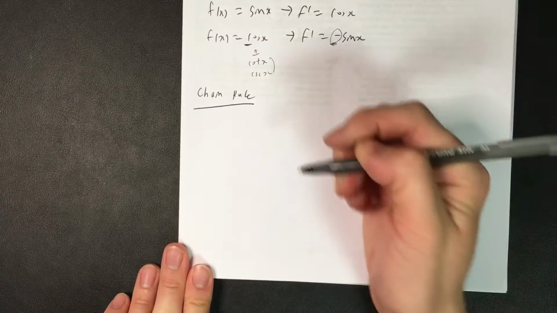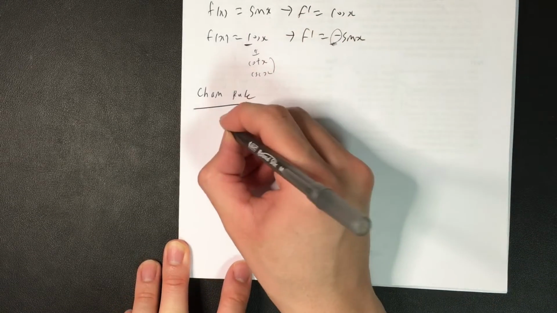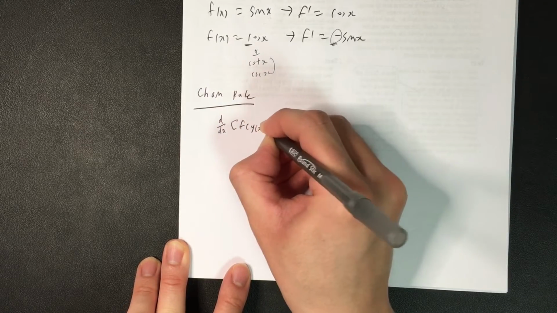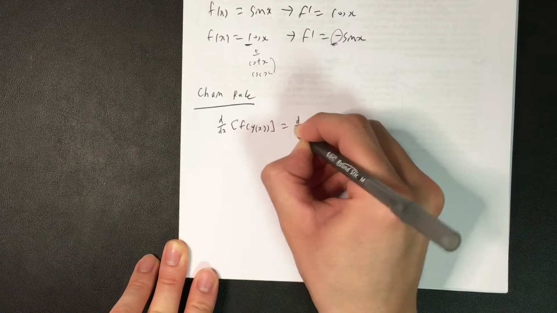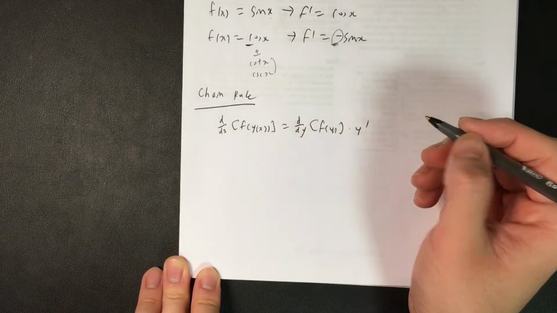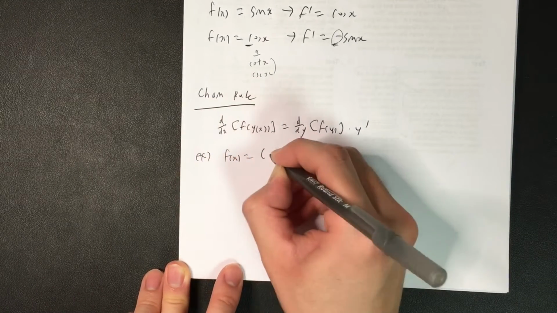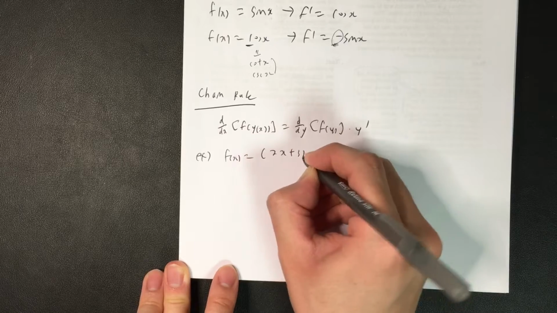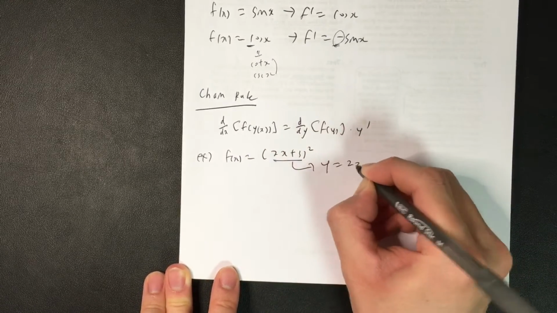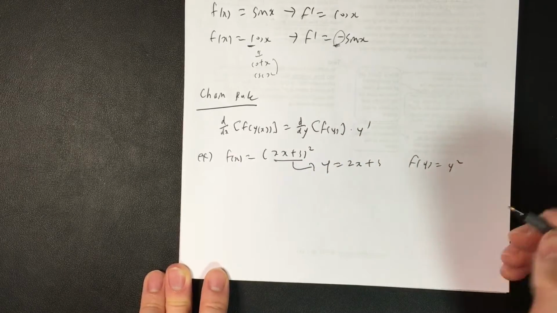So an important rule in taking derivatives is called the chain rule. The definition of the chain rule is that the derivative of a function f of y of x equals the derivative with respect to y of f of y times y prime. So for example, f of x can be (2x + 3) squared. In this case, y would equal 2x + 3 and f of y would become y squared.